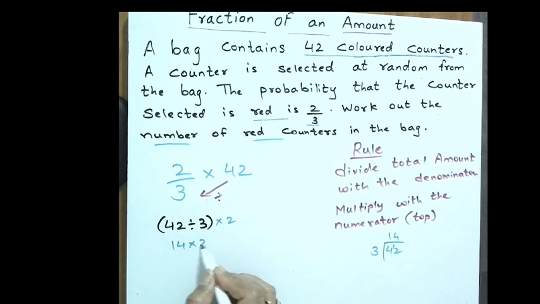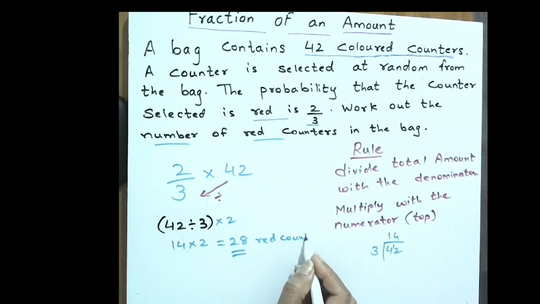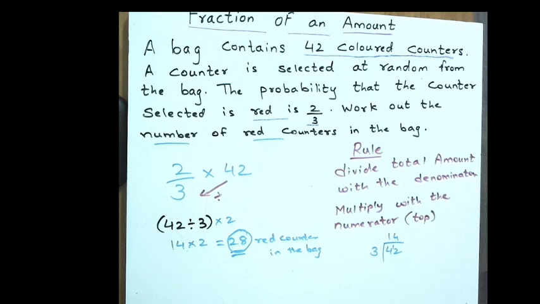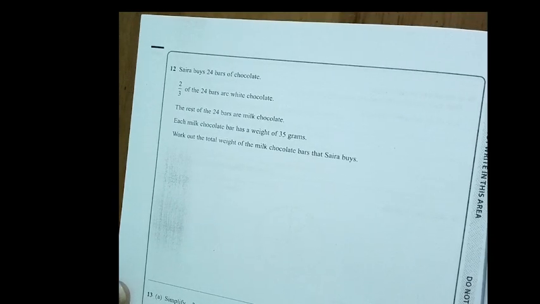And then times 2. 14 times 2. What is the double of 14? 28. So your final answer is 28 red counters in the bag. Okay, so this is your answer, 28. Now let's see one more question. You can see the total marks is 3 marks. Let us see how to solve this fraction of an amount.